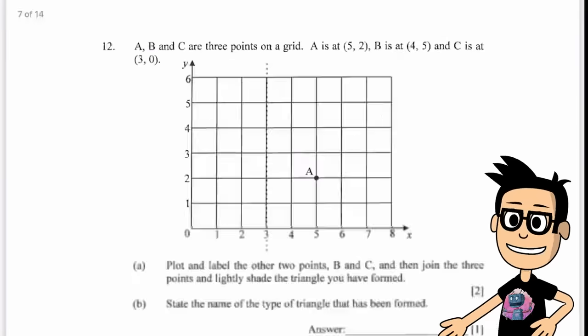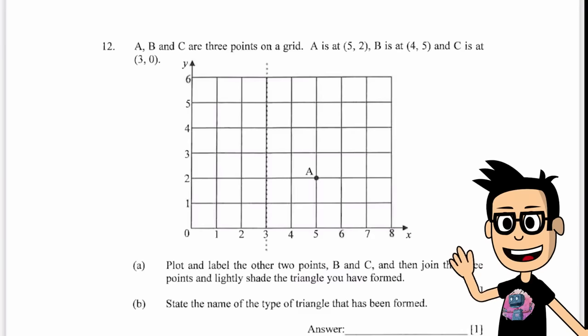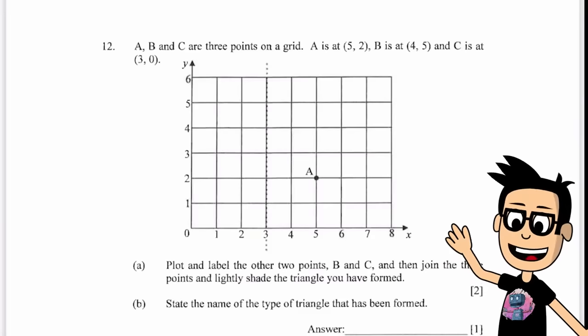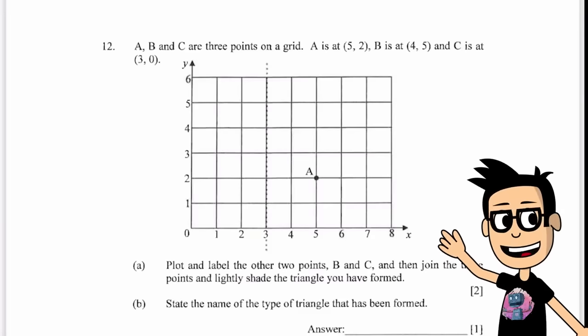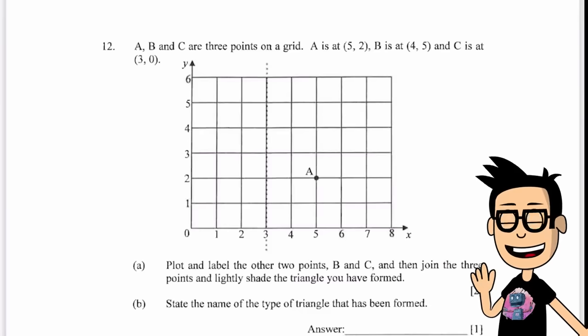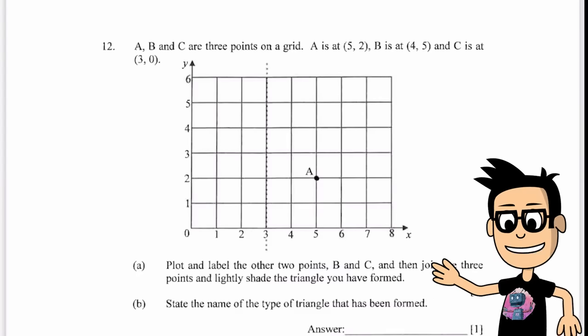Alrighty, moving to question 12. So we've got A, B, and C, which are 3 points on a grid. A is at 5, 2, and they've given us the coordinates for A, B, and C. And they want us to plot and label the other 2 points and then join the 3 points and slightly shade the triangle we've formed. So again, they've given us 5, 2, which is A. We'll then go for 4, 5, which is B. And then we'll go for C, which is 3, 0.